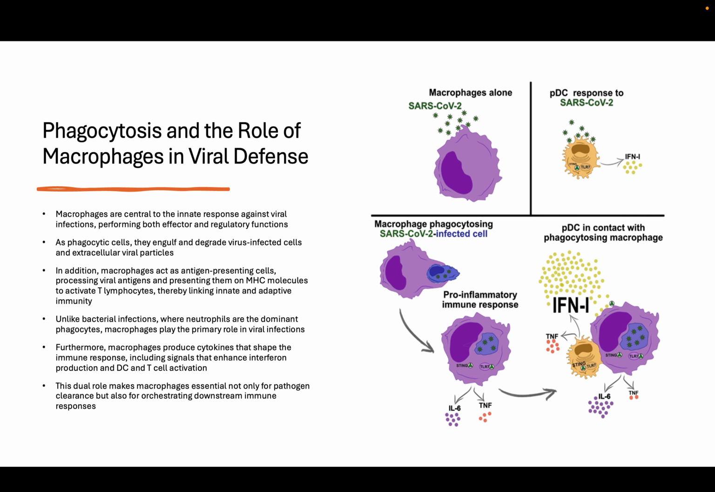Another very crucial cell that is really needed for viruses is macrophages. Macrophages are usually the ones phagocytosing viruses. Usually bacteria are phagocytosed by neutrophils. Viruses are mostly handled by macrophages. They're very important, so they come in and start to phagocytose and do a lot of antigen presentation.